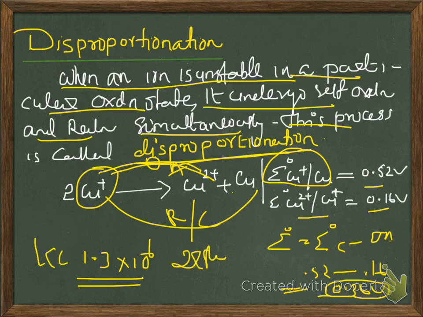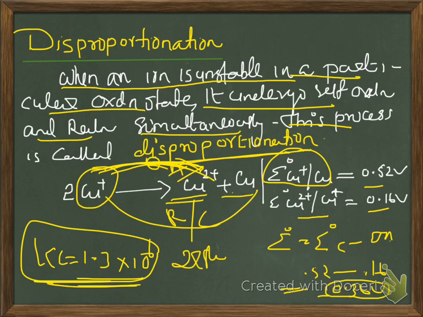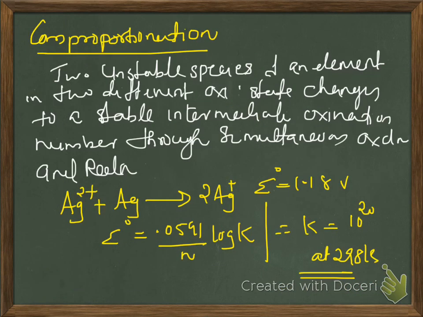Since equilibrium constant is very high, reaction will proceed in forward direction. That means Cu plus will automatically change to Cu2 plus and Cu. So disproportionation is happening in this condition. No doubts at all on it. Now we have to see comproportionation.